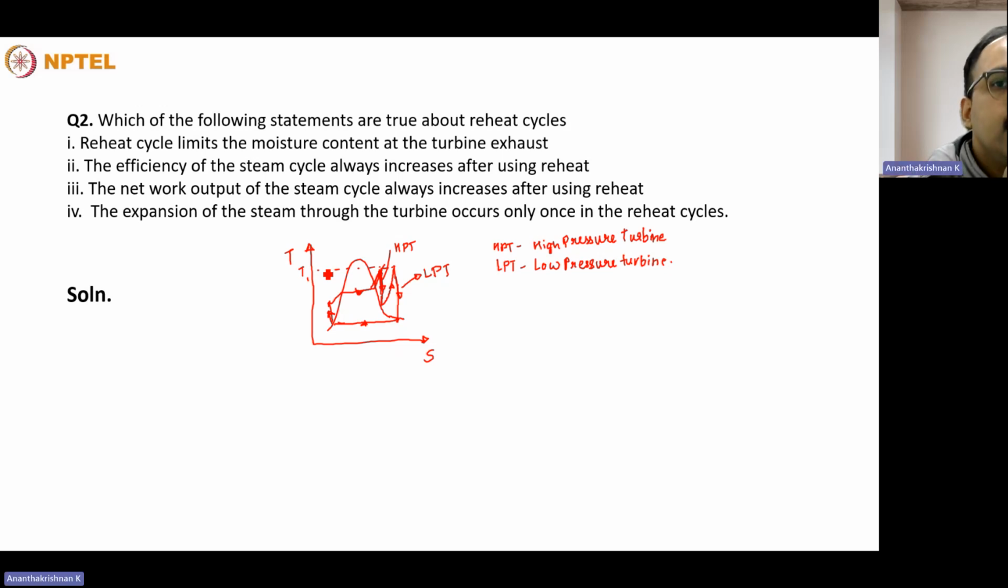Okay, so the first option asks whether the reheat cycle will be limiting the moisture content at the turbine exhaust or not. This is correct actually. Imagine the case where there was no reheating, so then the expansion would have happened directly from this particular point to somewhere here. Maybe we can denote it as having a dryness fraction of x1. And in the second case, we can denote it that the dryness fraction will be x2.